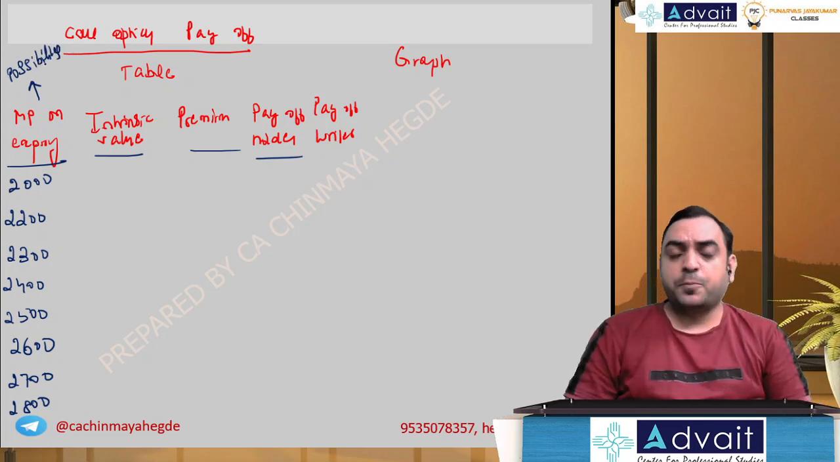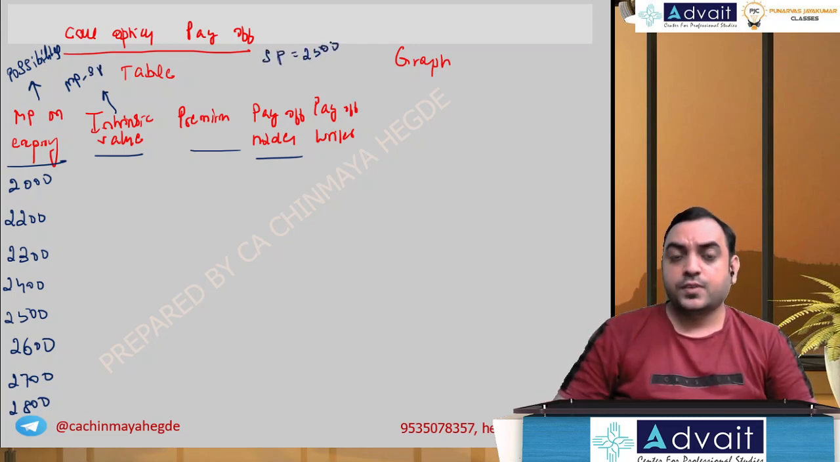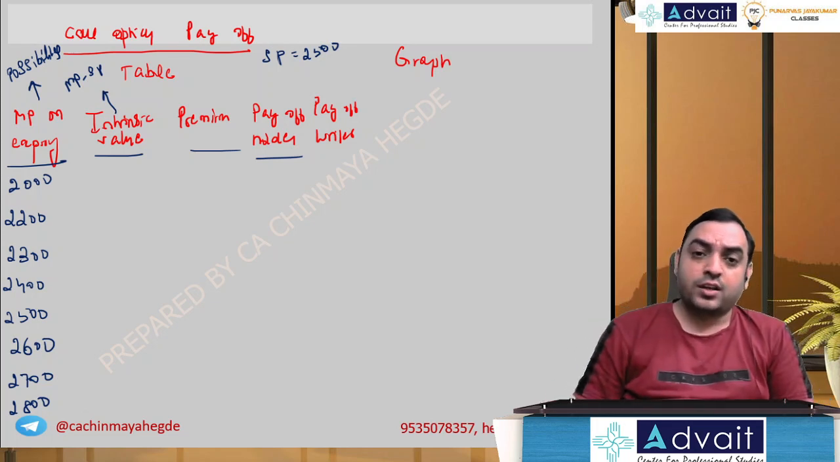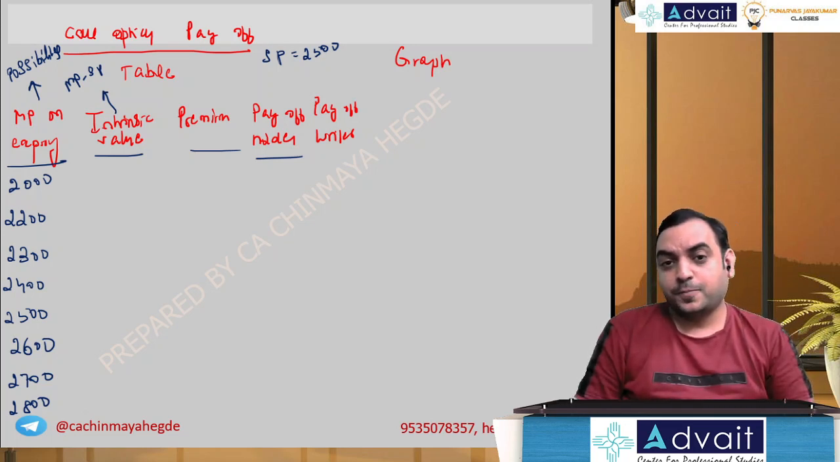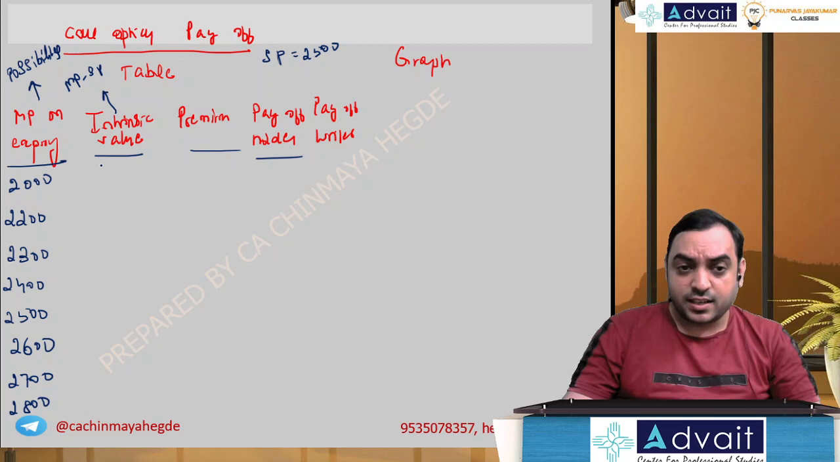Now, if market price on expiry is 2,000, what do you think will be the intrinsic value? I'm doing it for a call option. Intrinsic value will be market price on expiry minus strike price. Let's say strike price is 2,500. Will you exercise the option first of all? You go to the market, it is available at 2,000. You come to the option, the option is higher. Why will you exercise? The direct shortcut: market price is less, option not exercised, means intrinsic value 0.